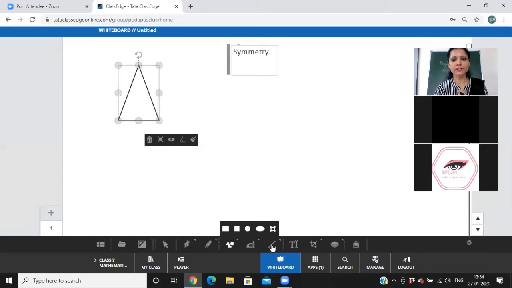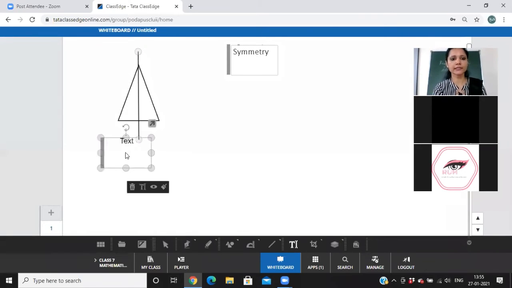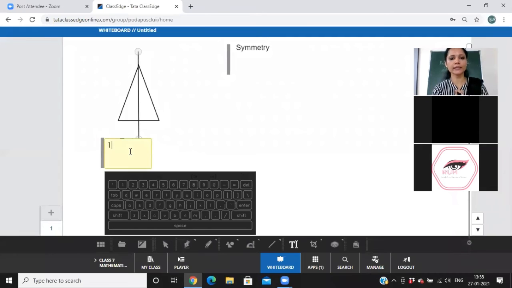How many lines of symmetry does an isosceles triangle have? One line of symmetry, which is vertical. So with the help of a scale and pencil, draw the line of symmetry and then write down underneath it that it has one line of symmetry.